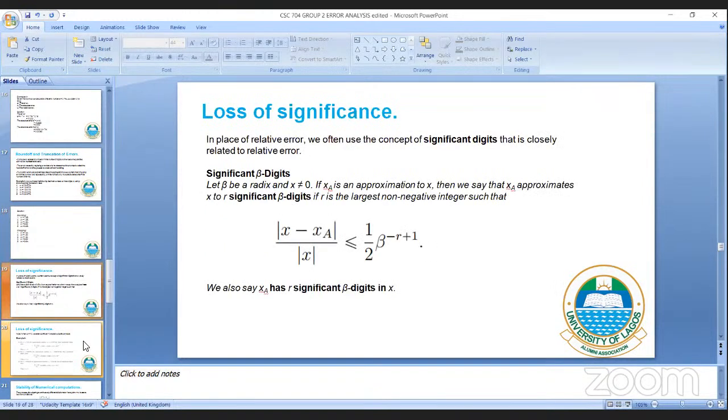Okay, loss of significance. In place of relative error, we often use the concept of significant digits, which is closely related to relative error. This is the formula for relative error.